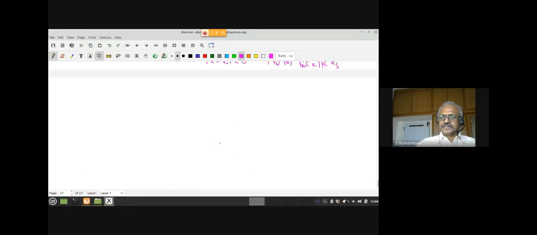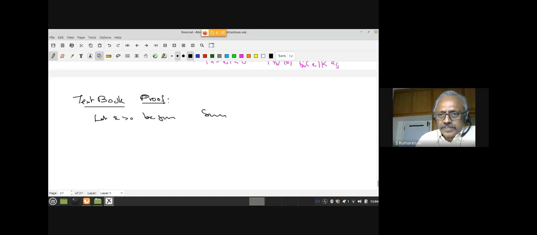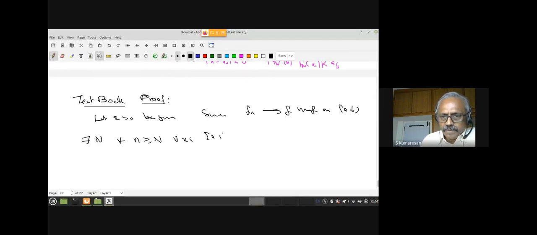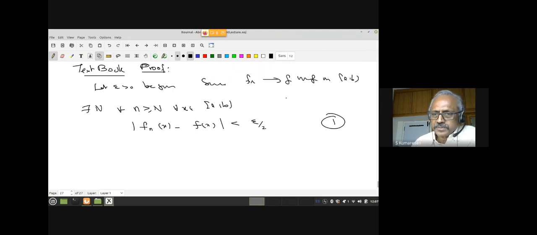Good. Very good. Now let's write a textbook proof as you would see in a textbook. You will see how simple it looks, but whatever thinking went in my head or in anybody's head is never explained. Okay. So let epsilon be given. Since f_n converges to f uniformly on the interval [a,b], there is a capital N so that for all n greater than or equal to capital N and for all x in [a,b], we have mod f_n(x) minus f(x) is less than epsilon by 3. This is the first equation.